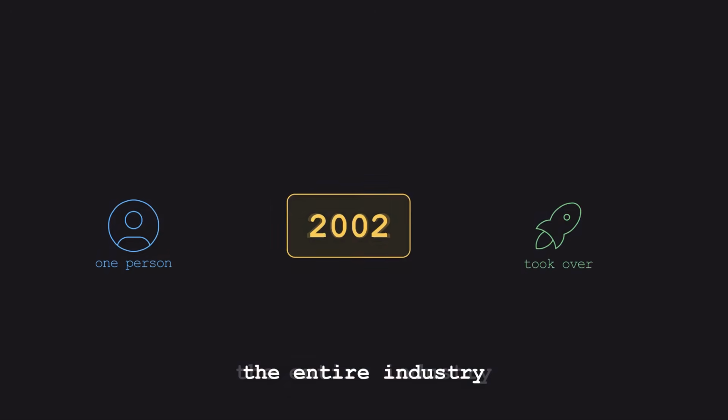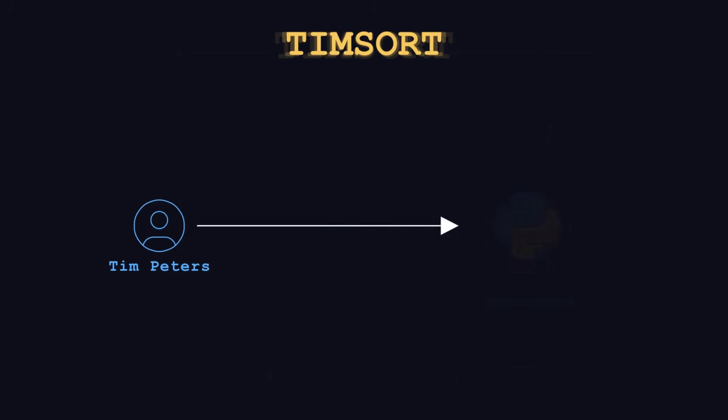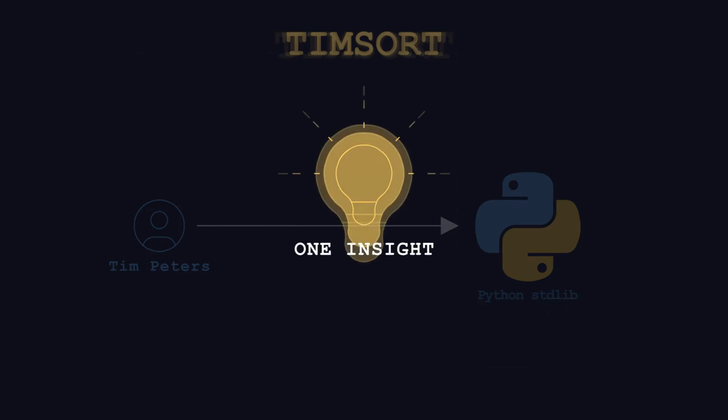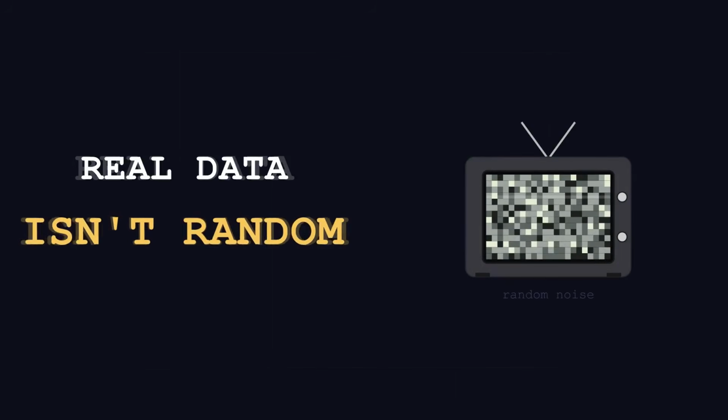An algorithm written by one person in 2002 that quietly took over the entire industry. Timsort, written by Tim Peters for the Python Standard Library. And it's based on a single insight that changes everything. Real data isn't random. Think about it.